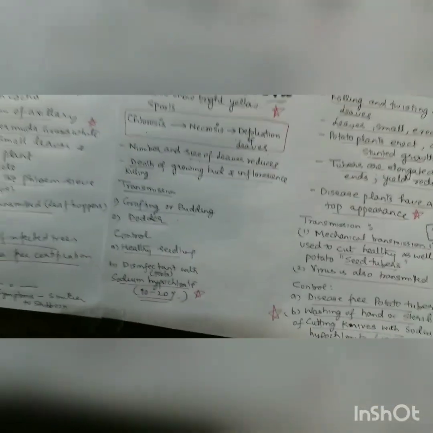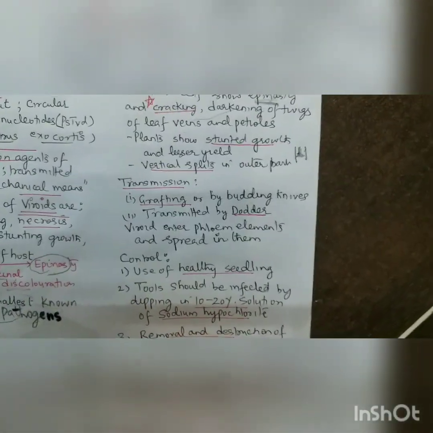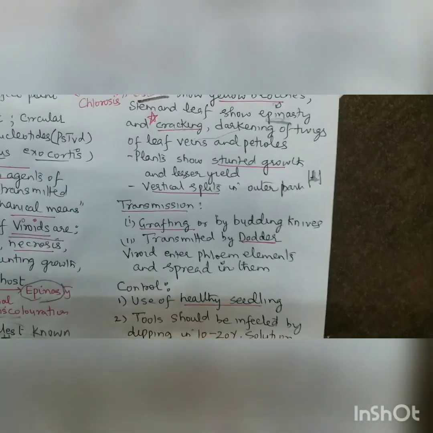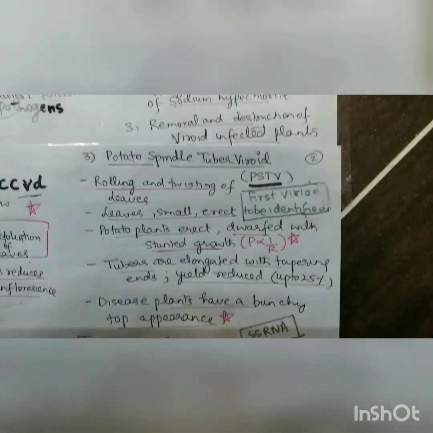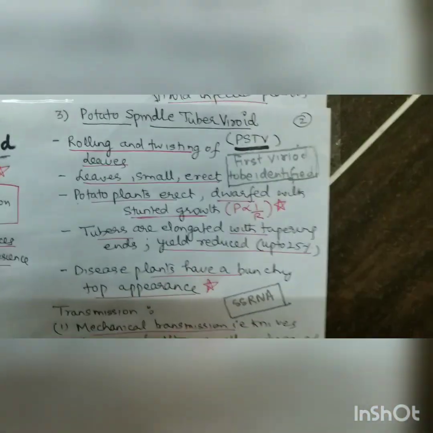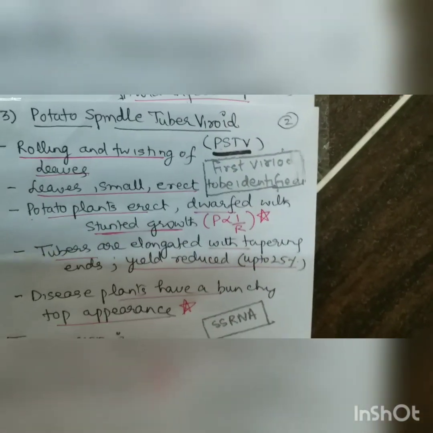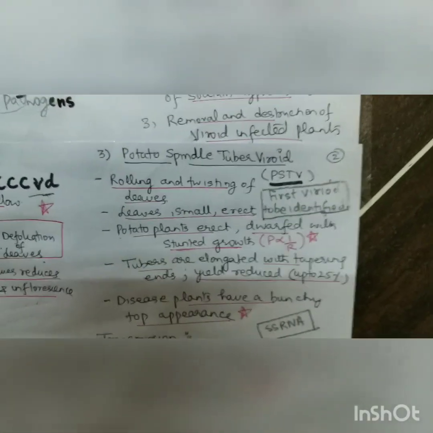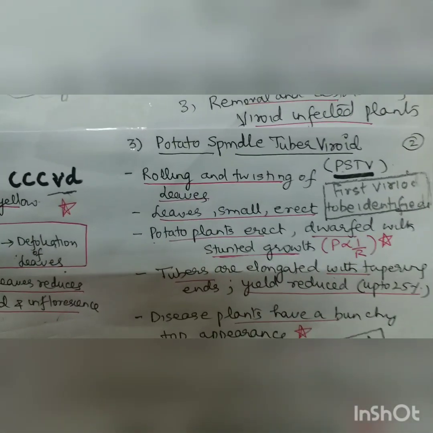So we came to the conclusion, the crux in the abstract, that citrus exocortis and kadang have exactly the same symptoms, except the vertical splits which we will see there, and particularly the epinasty. Then we are coming to the third, called potato spindle tuber viroid. It is called PSTV. This is the first viroid to be identified. Please mind it, this is for the UGC, you will get this. It is a single-stranded RNA.